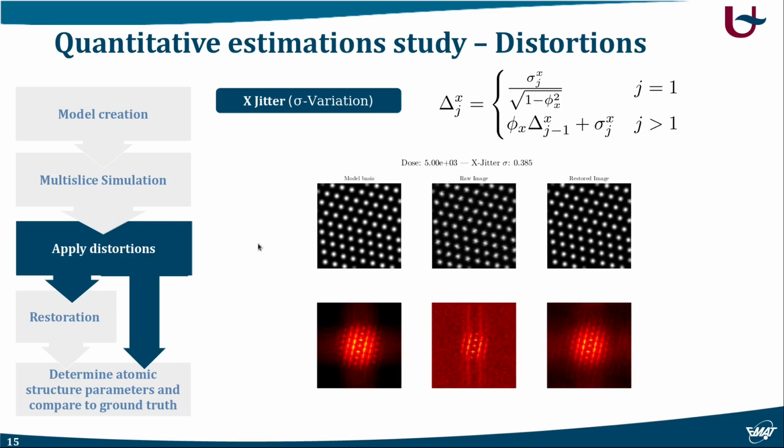So and the same goes for the Y jitter, just in a different direction. Here again the long range parameter. As you increase that, you can see that the atomic columns wobble up and down. The sigma parameter quite similarly acts on a more local level. There you see the atomic columns sort of stretching out and squishing together on a more local scale.